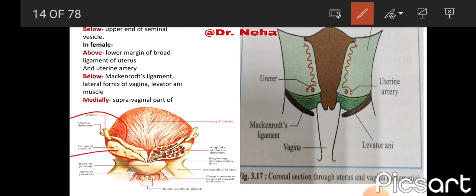In female, it is related above with the lower margin of the broad ligament of uterus and the uterine artery. Below it is related to the Mackenrodt's ligament and lateral fornix of the vagina. Also levator ani muscle, and medially it is related to the supravaginal part of cervix.